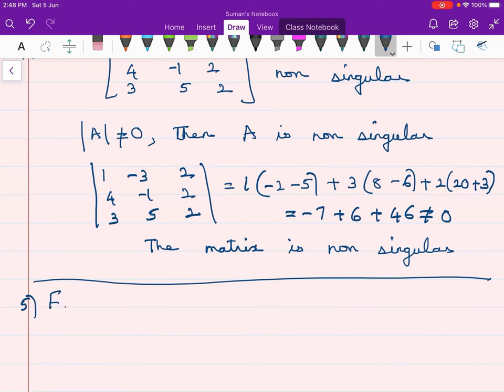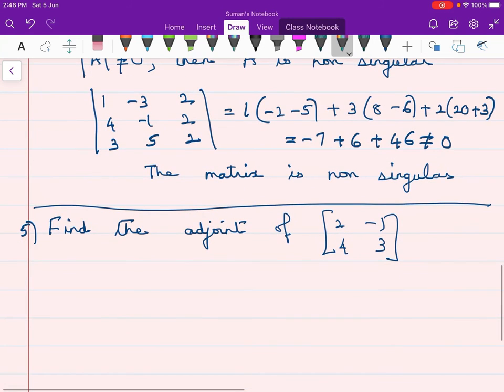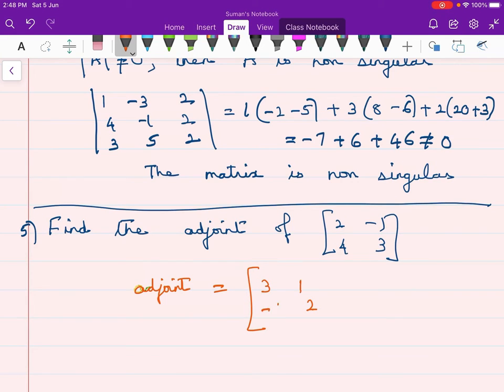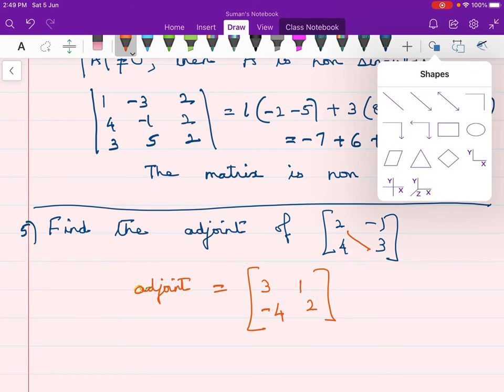Find the adjoint of the matrix 2 minus 1 4 3. So I'll give you a tip to calculate the adjoint. Whenever you're given a 2 by 2 matrix and you have to calculate the adjoint, you interchange the primary diagonal. So I get 3 2 and change the sign for the other diagonal. So you get 1 minus 4. So always remember, to calculate the adjoint, interchange the primary diagonal, and change the sign for the other diagonal.